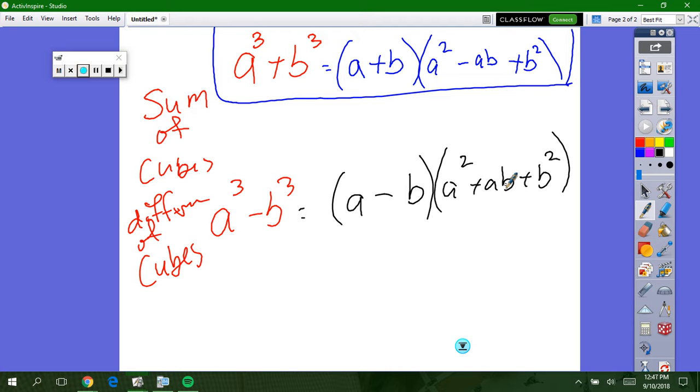Okay, now let's see if we did it the right way. The one we did last time, which kind was it? Sum or difference? It was a sum, so let's treat it like this. So who was my a value? What's the cube root of x cubed? X, right? What's the cube root of 1? Still 1. Then remember, square your a value. Who's my a value? X, so it would be x squared.